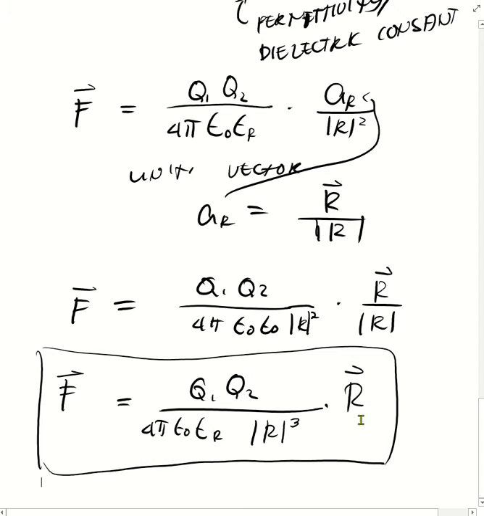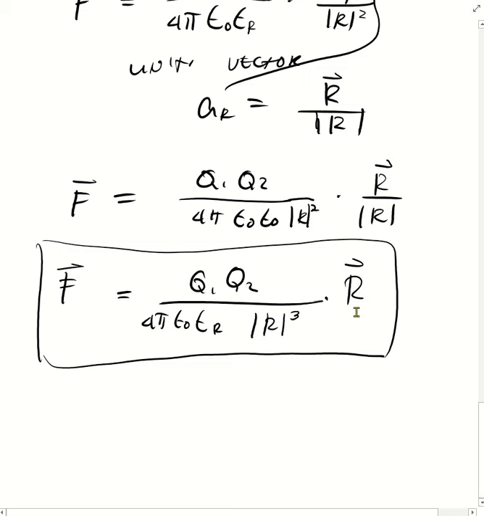The vector R here can be determined by determining the position vectors of Q1 and Q2. Q1 and Q2 are just points along our coordinates. Then vector R is the directed or displacement vector from Q1 to Q2 or Q2 to Q1, depending on the signs of Q1 and Q2, whether positive or negative, like charges and unlike charges. So let's take an example to illustrate this.